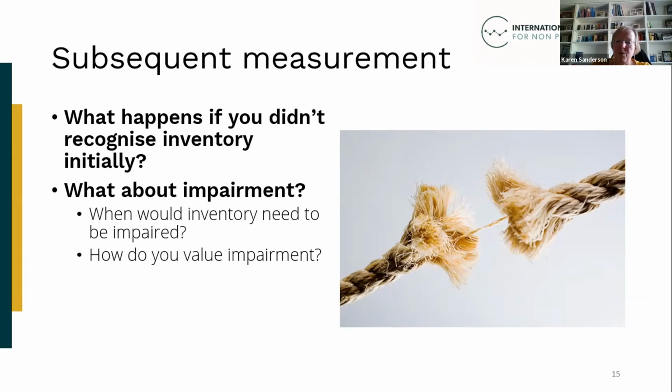There's also the question of whether and how to account for donations that are not suitable for sale. If these have been recognised as inventory, it may be necessary to impair them if it's subsequently determined that they can't be sold or used by the NPO.